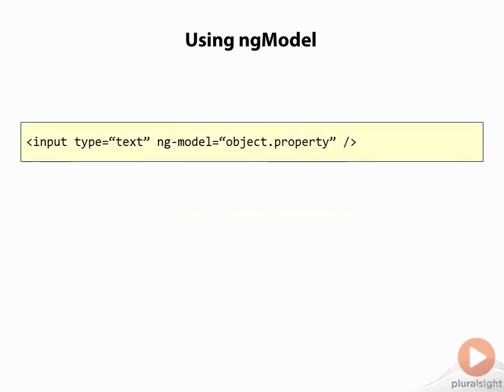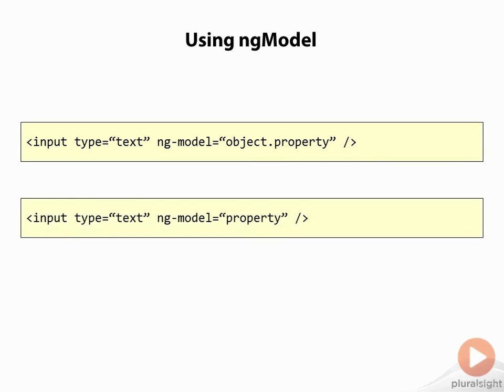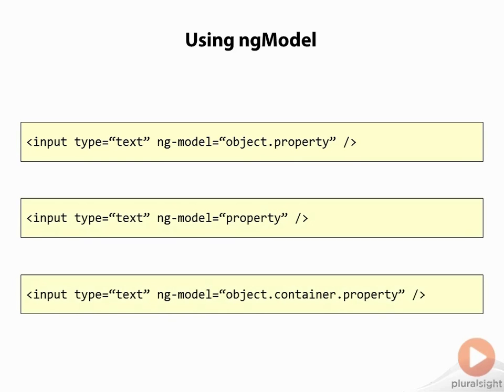Using the model directive is simple. Here is an example of how to use the model directive with a text input element. You can see that the model is using some object.property. That object would belong to the scope, and the property would be a property on that object. Of course, you can bind directly to a property on your scope, and if your model is more complex, using the dot notation you can dig down into your model to get to the property that you need to bind to.